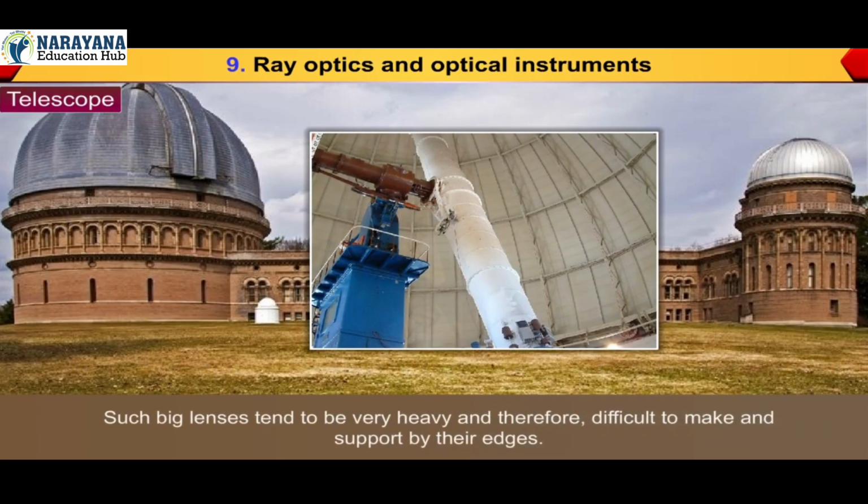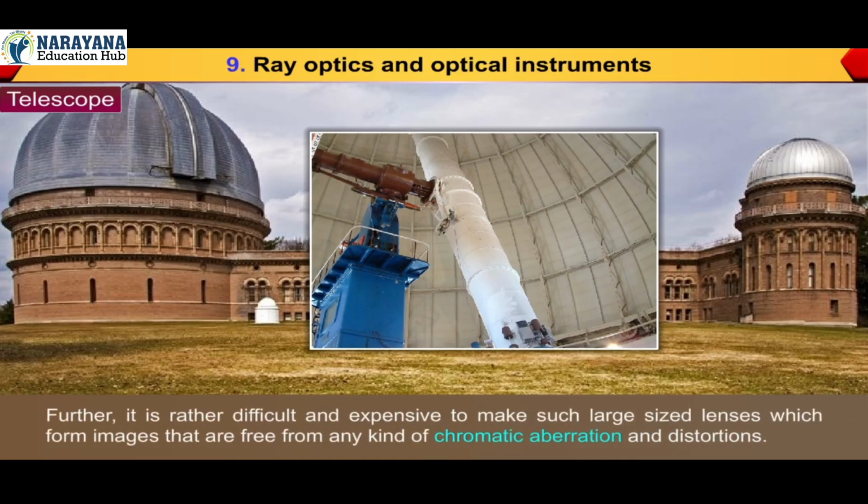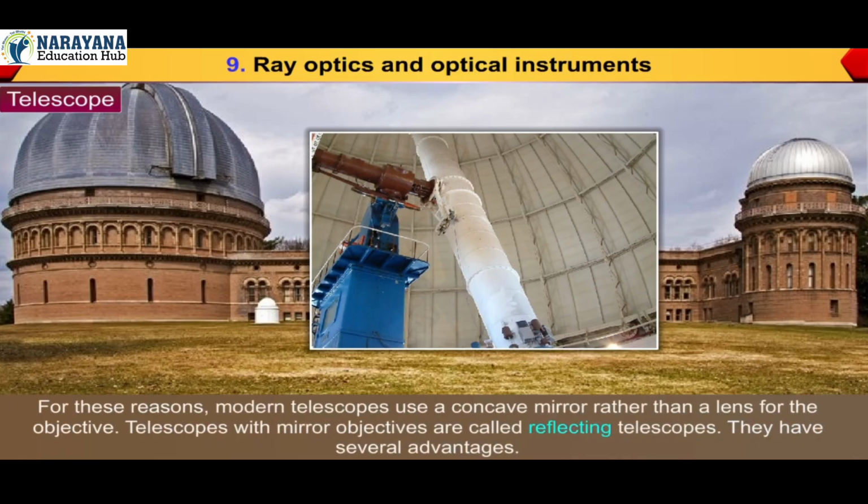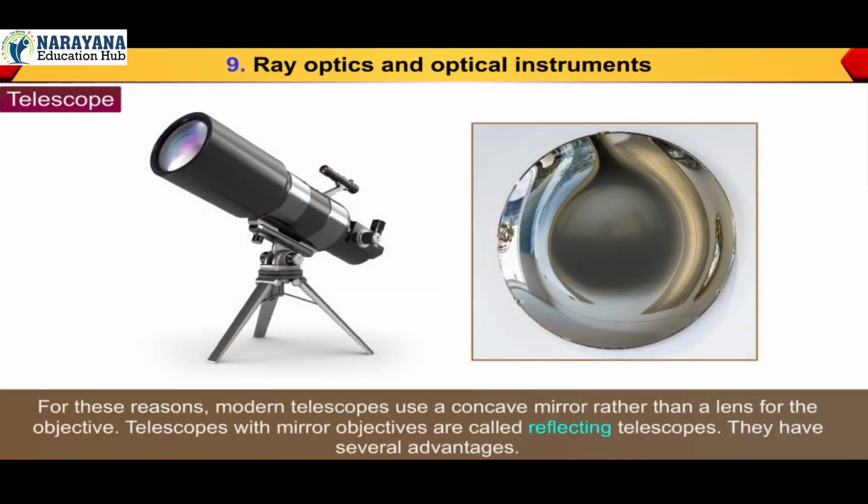Such big lenses tend to be very heavy and therefore difficult to make and support by their edges. Further, it is rather difficult and expensive to make such large-sized lenses which form images that are free from any kind of chromatic aberration and distortions. For these reasons, modern telescopes use a concave mirror rather than a lens for the objective. Telescopes with mirror objectives are called reflecting telescopes.